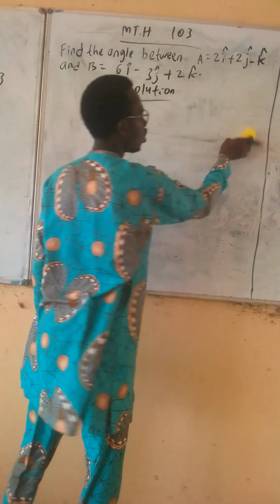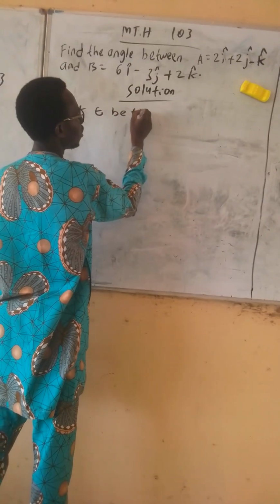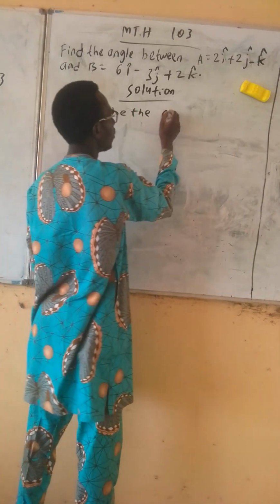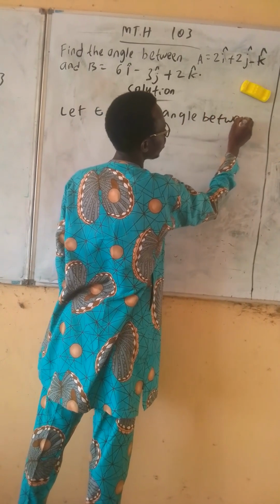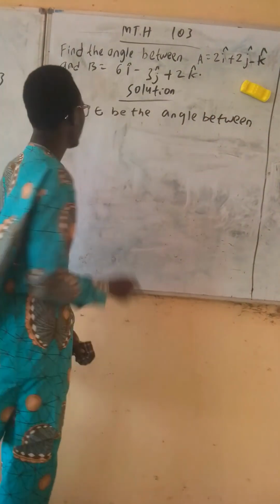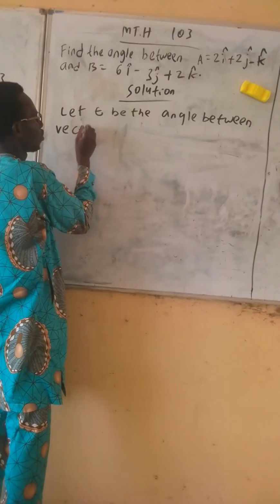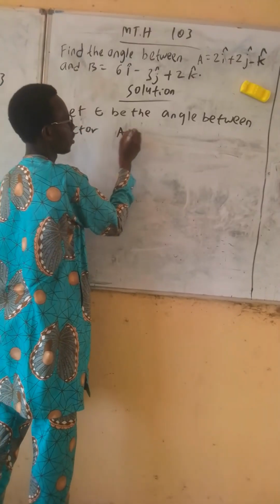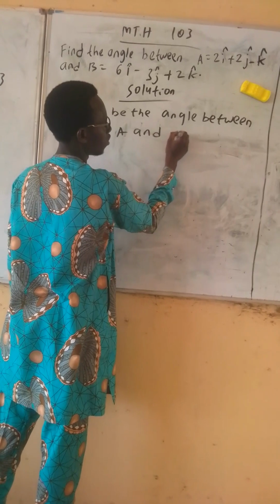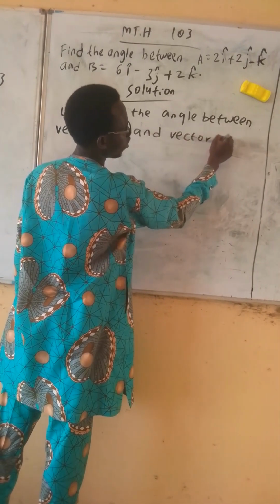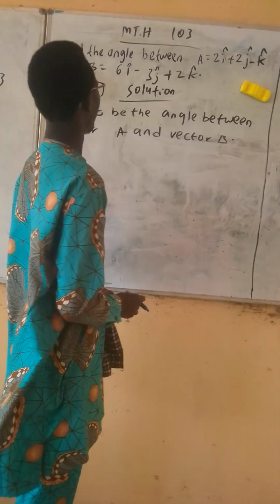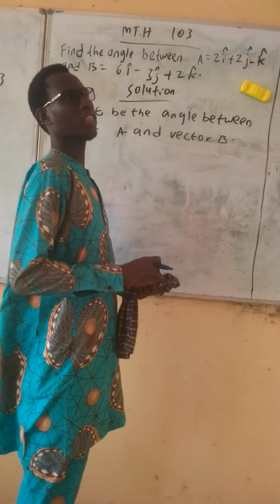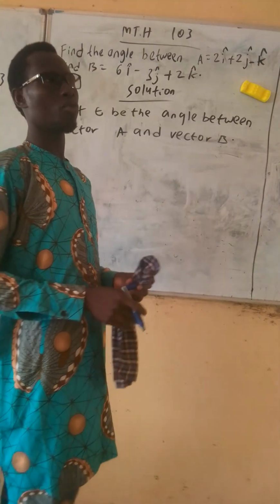Solution. Let theta be the angle between vector A and vector B. So for us to find the angle between vector A and vector B, we have a formula that we are going to apply.